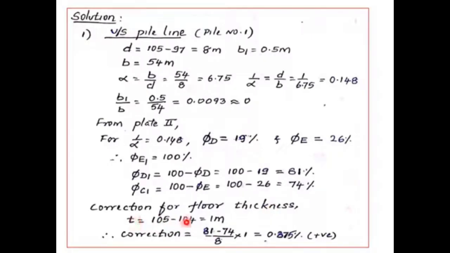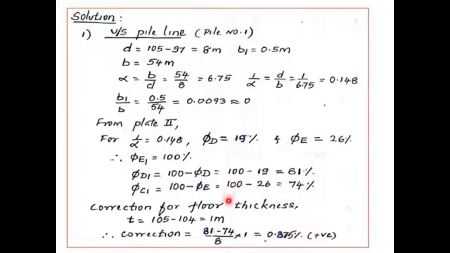So we know that the floor thickness is 105 minus 104, which is 1 meter. So therefore, at the bottom it is 81%, at C1 it is 74%, where it is linearly applied. So 81 minus 74 divided by the depth of the pile, multiplied by the distance you want. If we want it at the bottom of the floor, it is 1 meter, so it is 0.875.